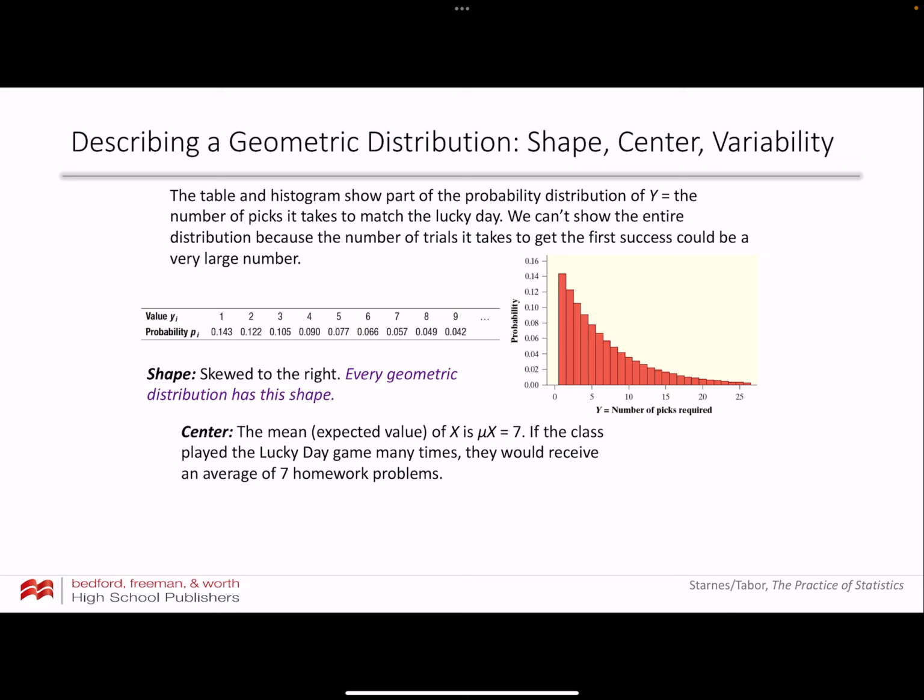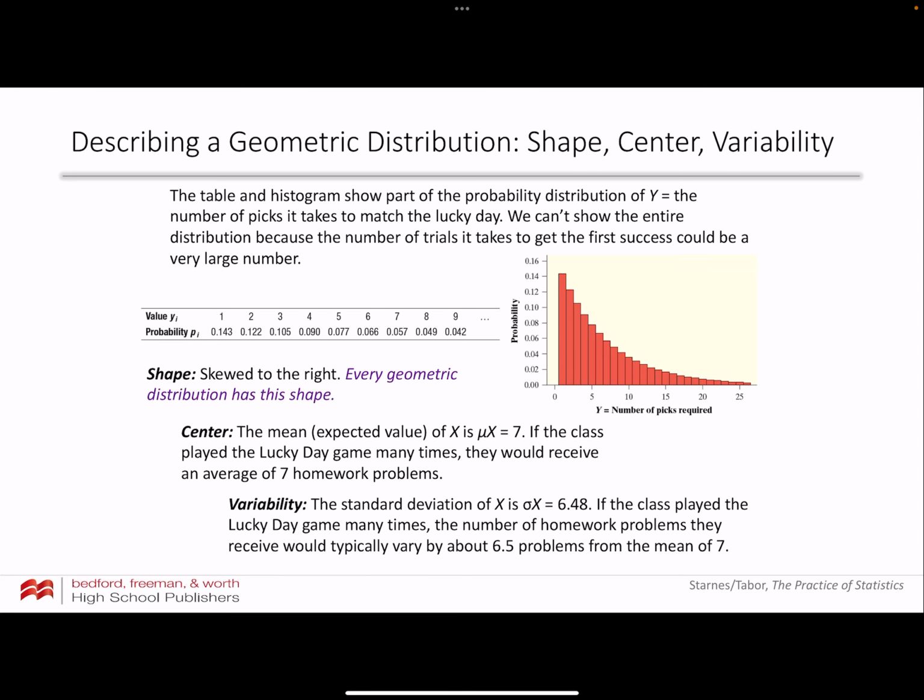The center is going to be, in this case, now we're talking about the lucky day problem again, the probability of success was 1/7. So the expected value is going to be 1 over that, or 7. And then the standard deviation, you could plug this formula into the calculator, is the square root of (1 minus 1/7) over (1/7), which will give you that number there.